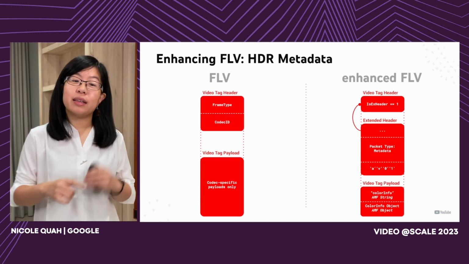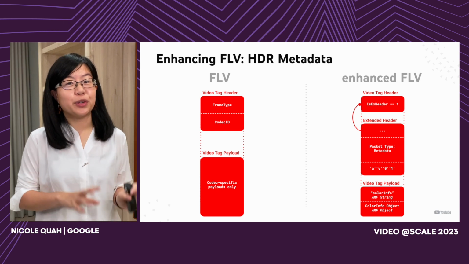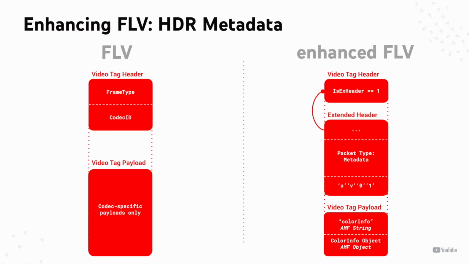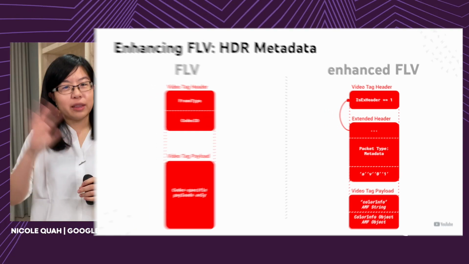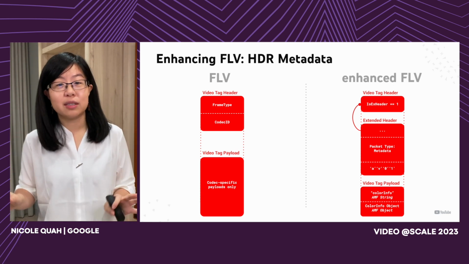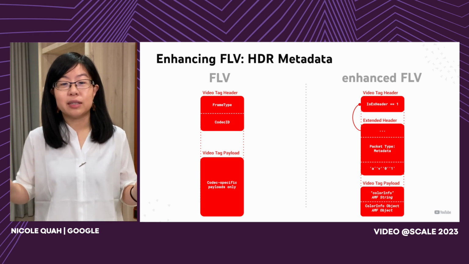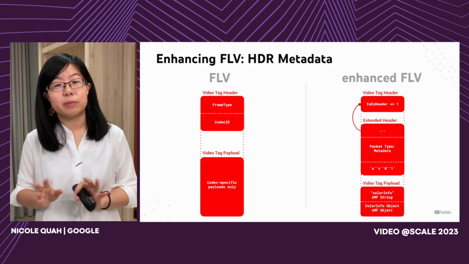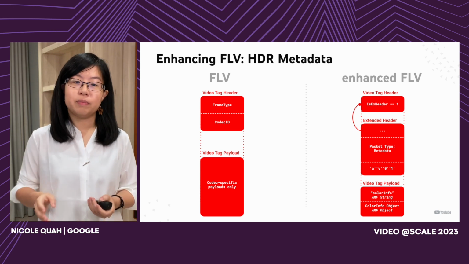So we added that, and then the second enhancement that was added was to support HDR. Within that same extended header that I mentioned just now, you can specify different packet types. And there was a new packet type called metadata, which was added. Within this metadata packet type, which I know is a fairly generic name, you write an AMF string called color info, and after that you write an AMF object. Within the AMF object, you can encode basic properties like color primaries and transfer characteristics, which are important for carrying HDR-related metadata. And you can also encode more advanced properties like minimum and maximum luminance.